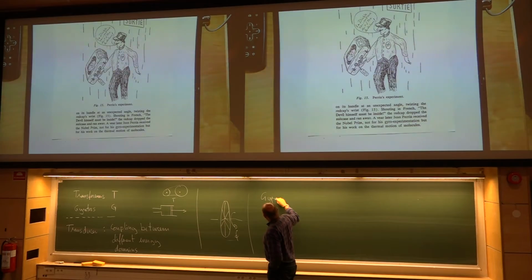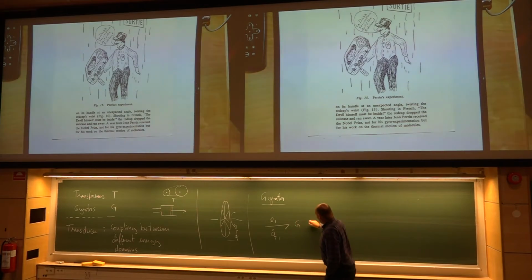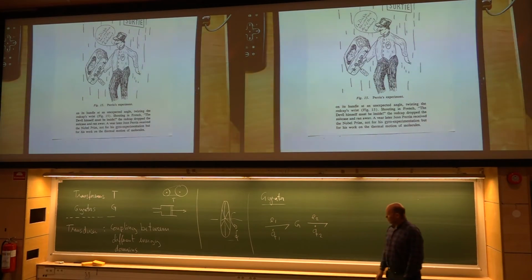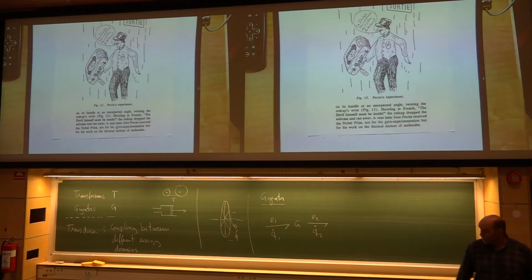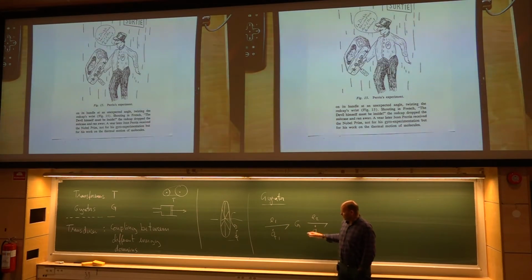Okay, a gyrator will have the following coupling between F1 here and Q dot 1 here, G, and then on the other side we had F2 and flow Q dot 2. What is the coupling? Well, a gyrator actually has a sort of cross coupling.